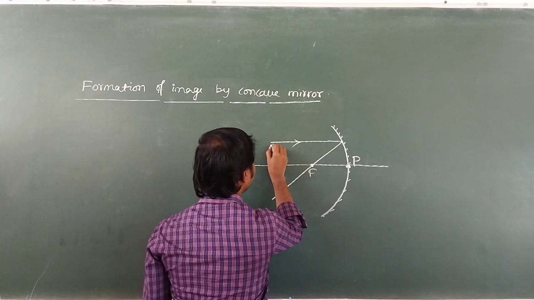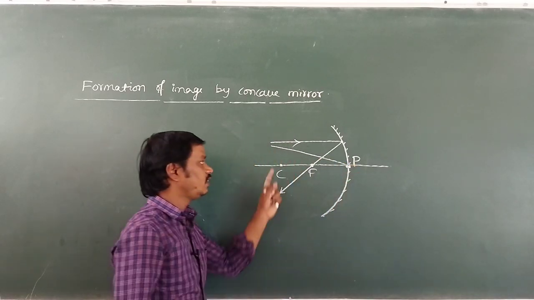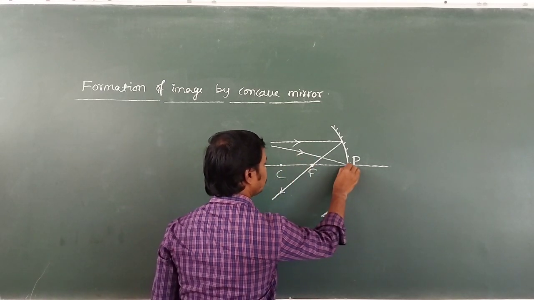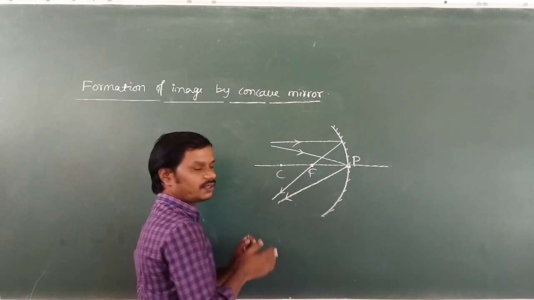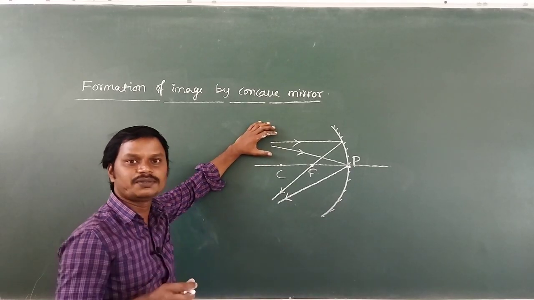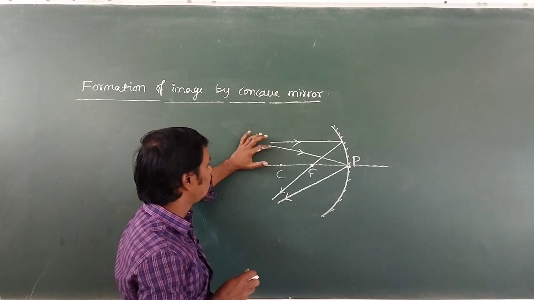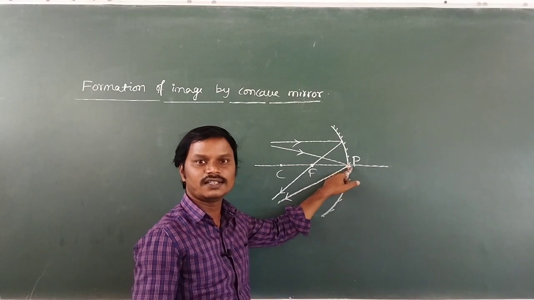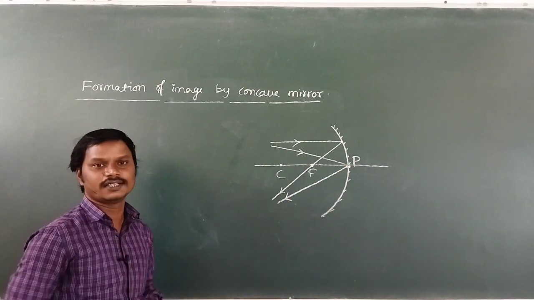Then the second incident ray, which is incident at the pole. How is it incident? The ray incident at the pole obliquely, and it reflects obliquely. So in order to get the position of the image of the object, at least we have to consider two rays. First ray parallel to the principal axis, and the second incident ray, which is incident at the pole obliquely, and it reflects obliquely. Now, let us draw the ray diagram.